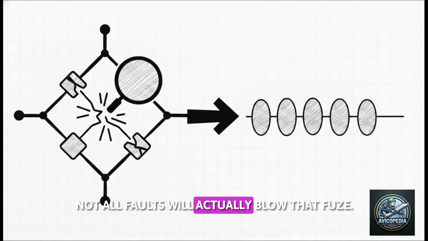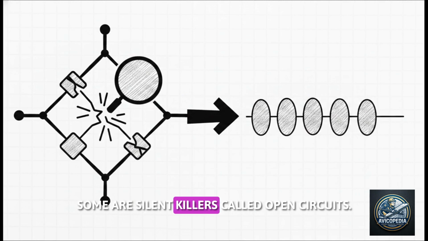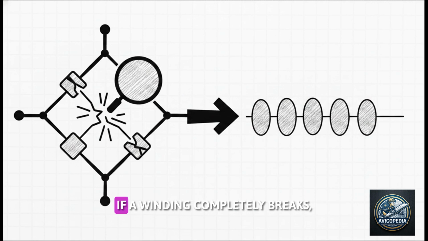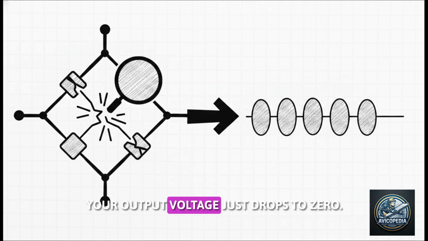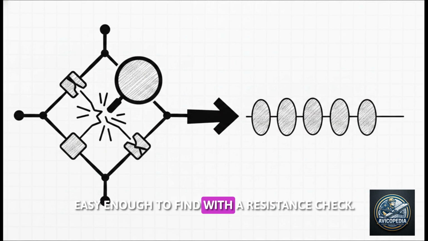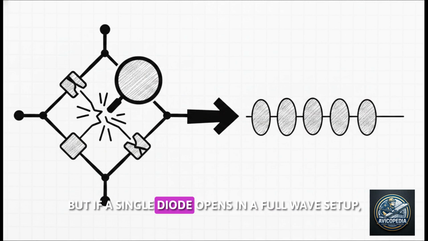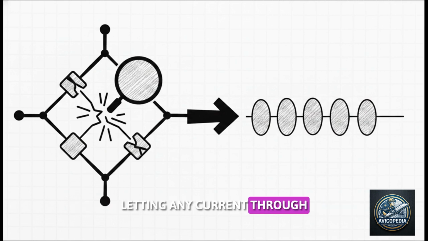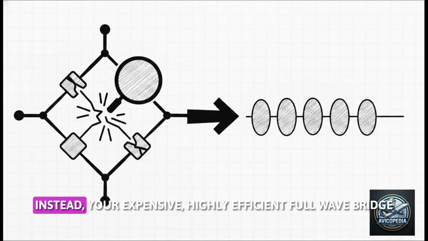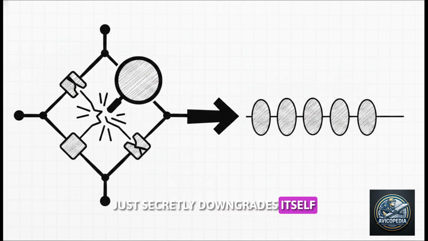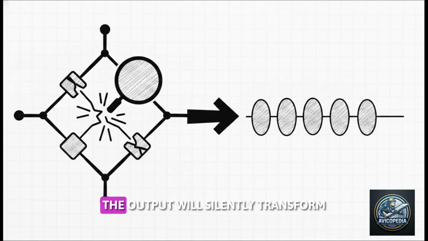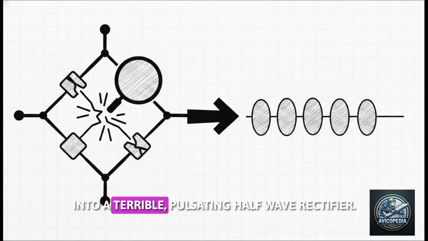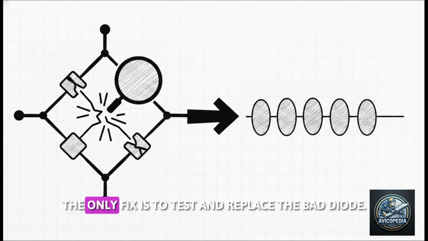Not all faults will actually blow that fuse. Some are silent killers called open circuits. If a winding completely breaks, your output voltage just drops to 0. Easy enough to find with a resistance check. But if a single diode opens in a full wave setup, meaning it just completely stops letting any current through, the primary fuse will not blow. Instead, your expensive, highly efficient full wave bridge just secretly downgrades itself. Because it's suddenly missing half its team, the output will silently transform into a terrible, pulsating half-wave rectifier. The only fix is to test and replace the bad diode.